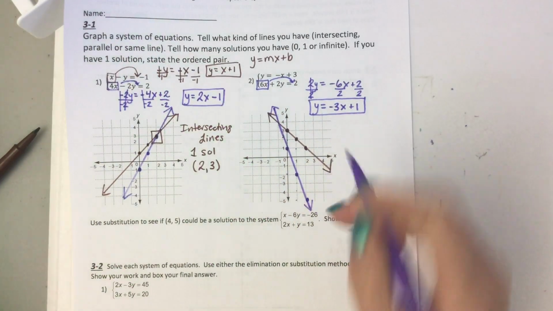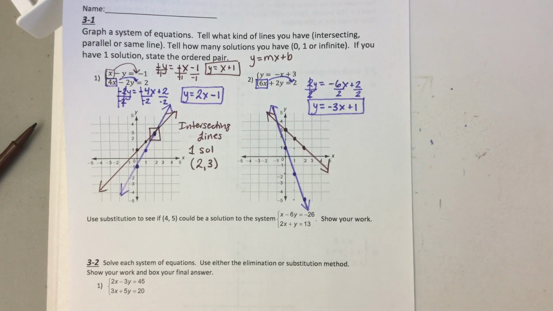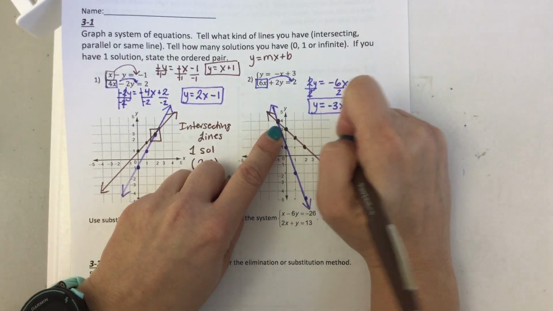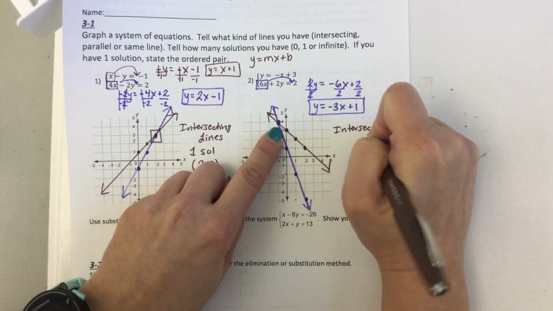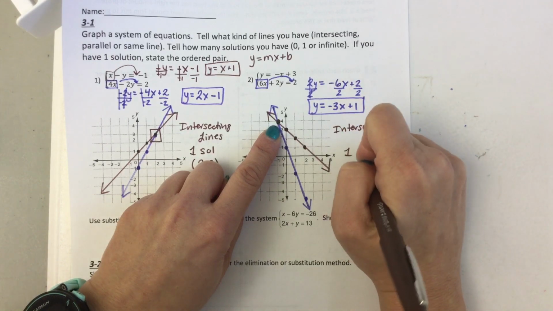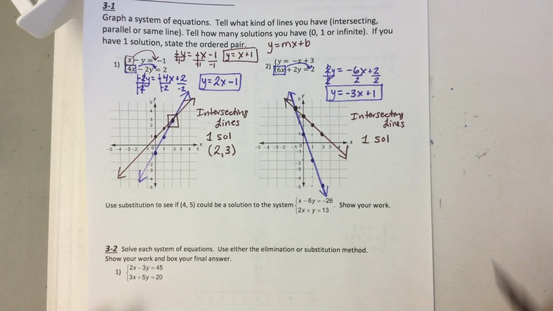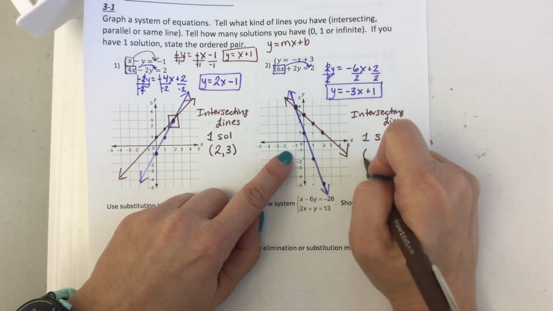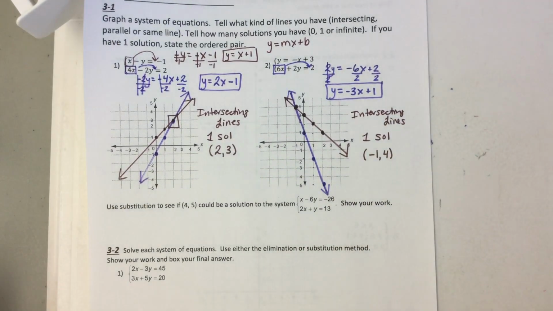All right, once you have your two lines graphed, now it's time to identify what kind of lines we have. I can see that our lines cross. So we have what are called intersecting lines. They intersect. How many times do they intersect? One time. Intersecting lines will only cross one time. So if you have intersecting lines, that means that there's one solution. If it's one solution, identify the ordered pair. -1, +4, and we're done.